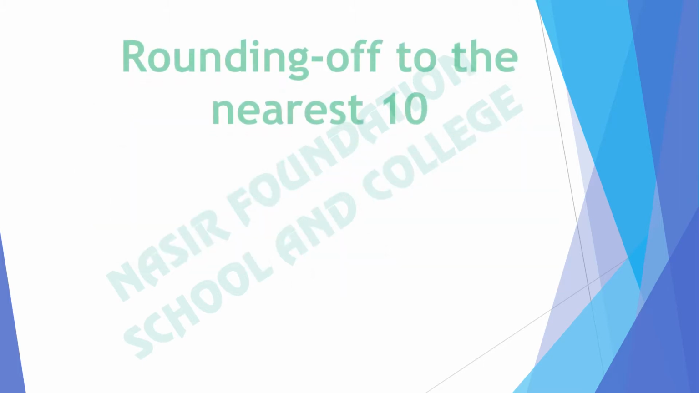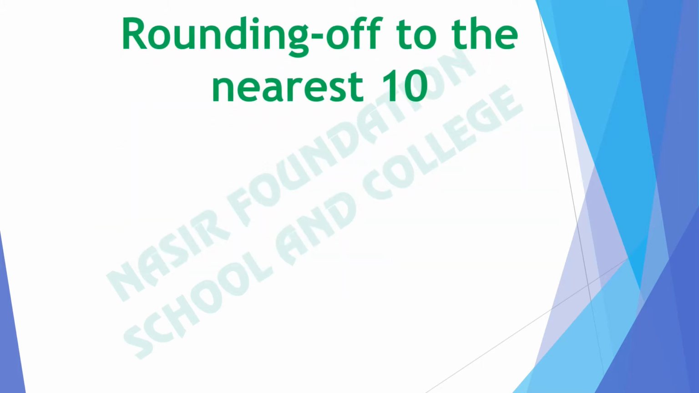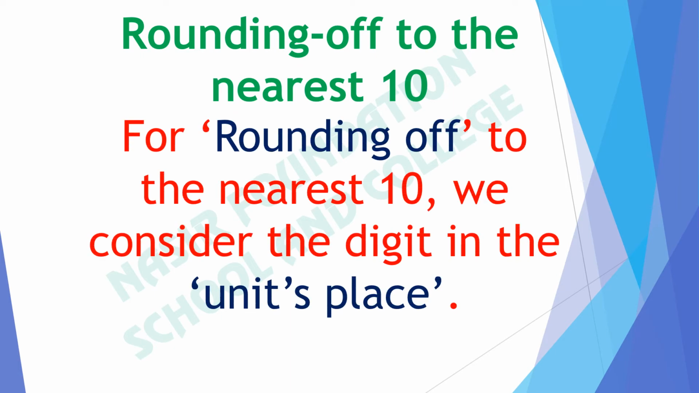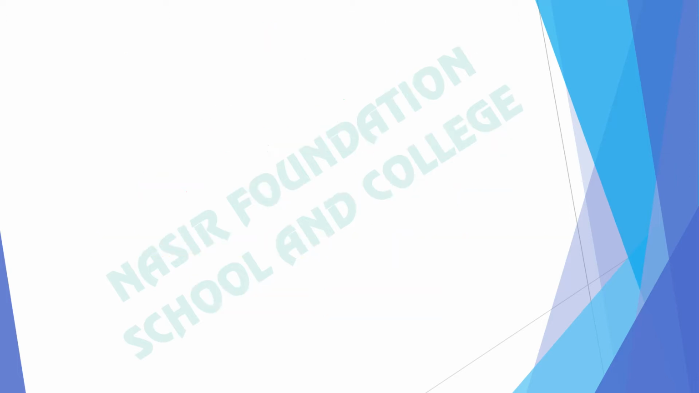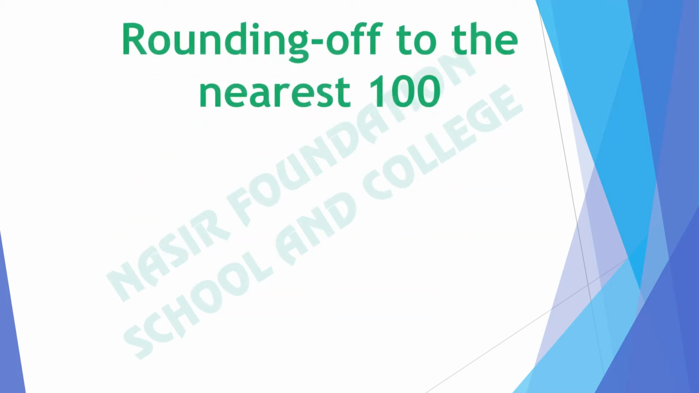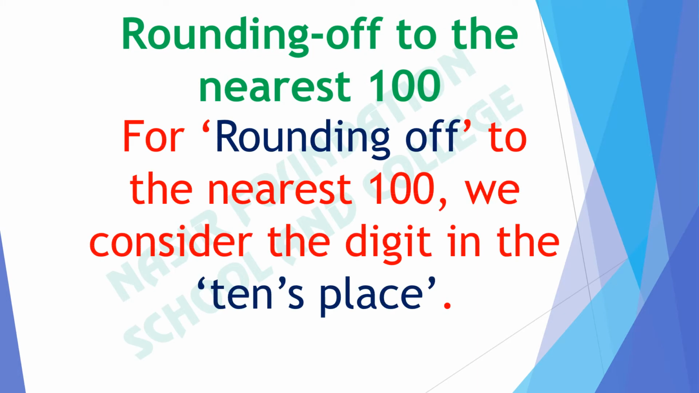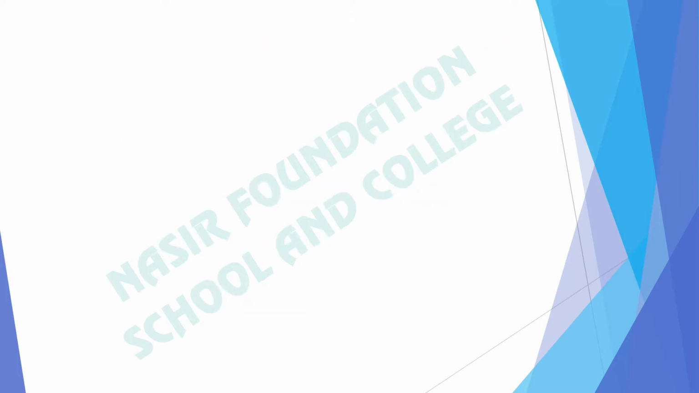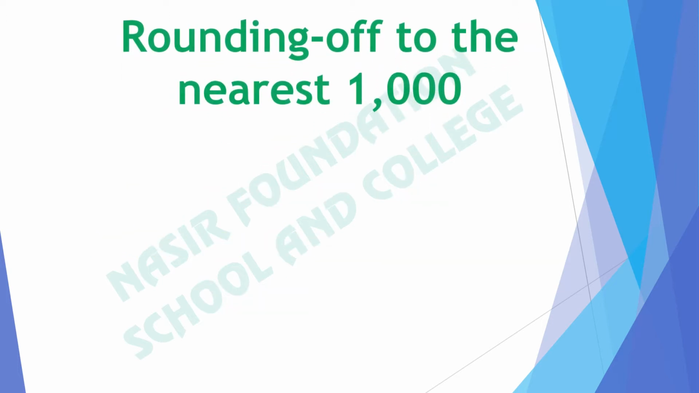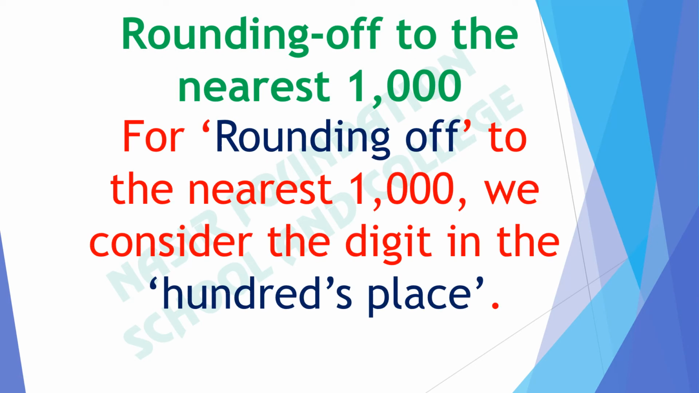Rules for rounding of the numbers. For rounding of the numbers to the nearest 10, we consider the digit in its units place. For rounding to the nearest 100, we consider the digit in the tens place. If we want to round the numbers to the nearest 1000, we consider the digit in the hundreds place.